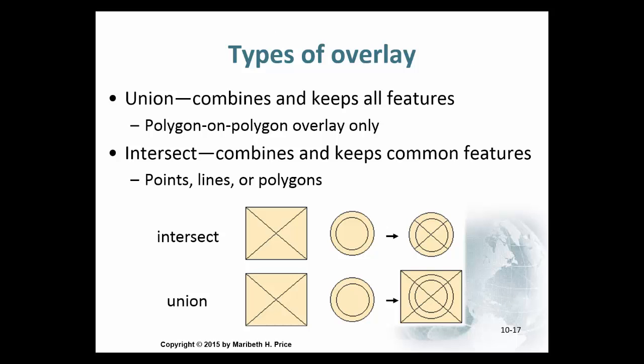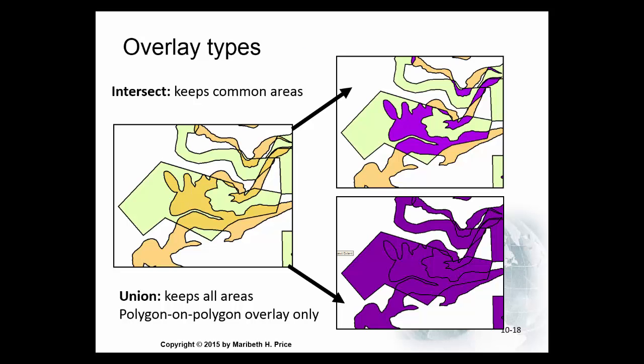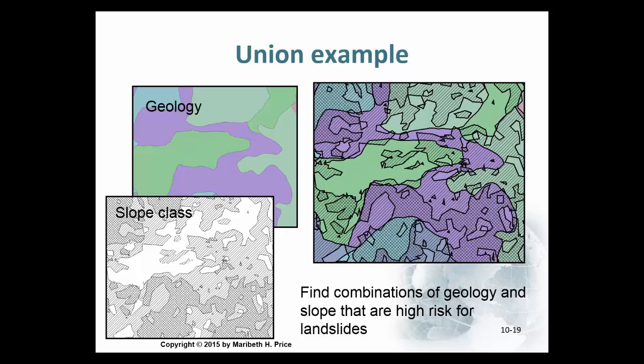The union tool combines and keeps all features, while the intersect tool combines and keeps only the common areas of the features. Looking at the image on the left, the green layer and orange layers overlap one another. Using the intersect tool, the purple layer is created in the upper right image. The union tool combines all the layers together, creating the purple layer in the lower right image. You could find a combination of geology and slope that create high risks for landslides.